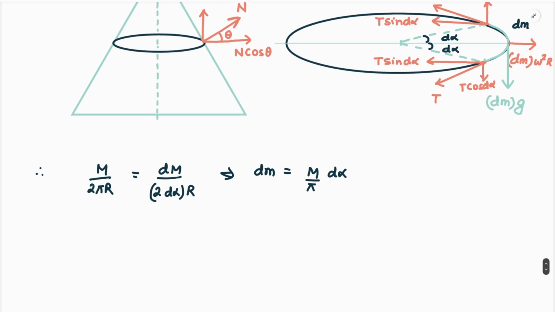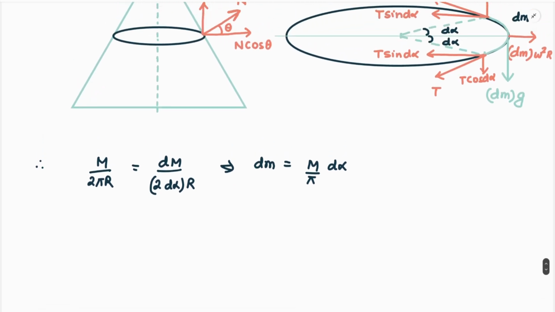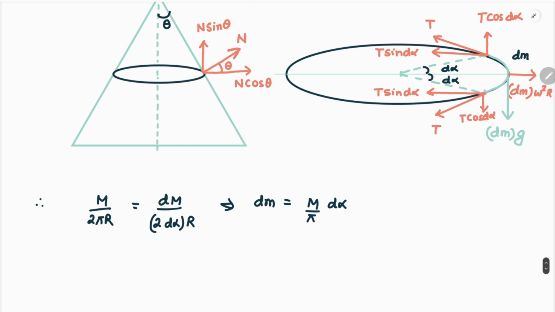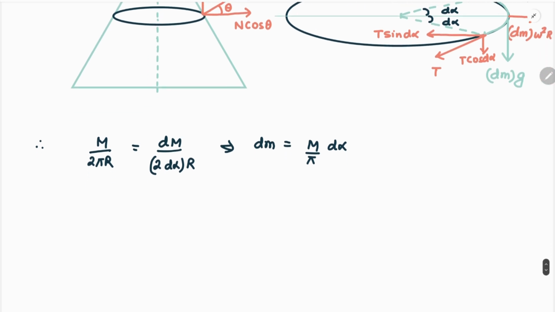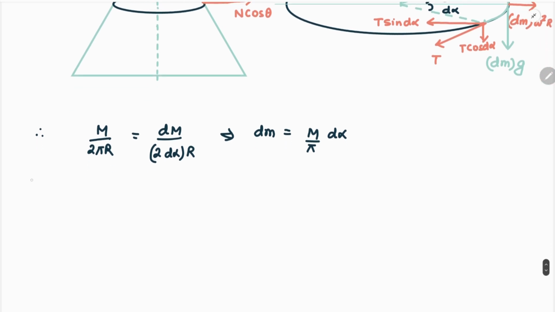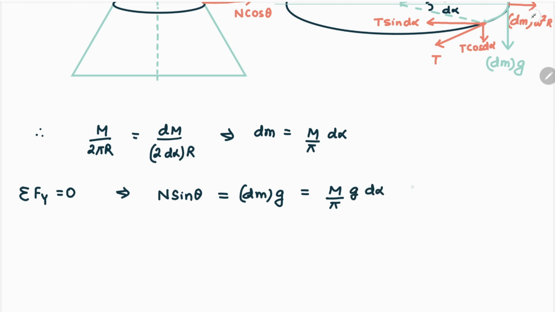Now if we start balancing the forces, the first thing that we do is balance force in the vertical direction. So N sin theta in the vertically up direction must be balanced by the weight of the chain in the downward direction. We are referring to this as the y axis. So summation of force in the y direction is equated to 0. The first expression that we have is N sin theta is equal to dmg, and if we put the value of dm, we have m by pi g d alpha, and this is equation number 1.